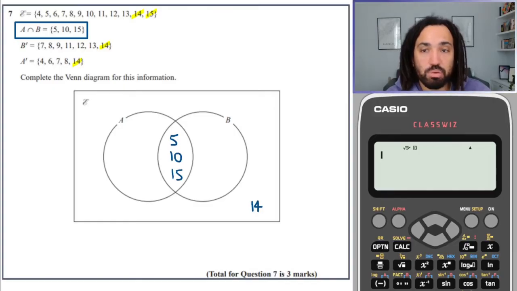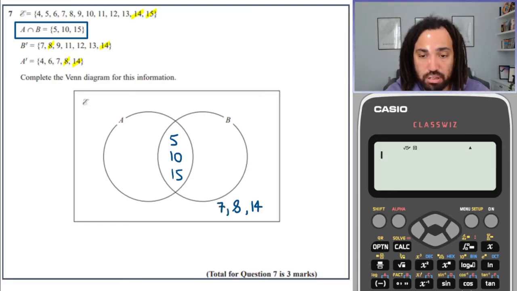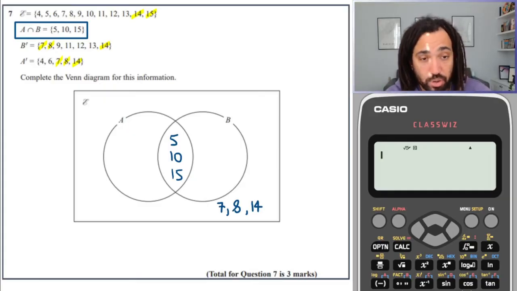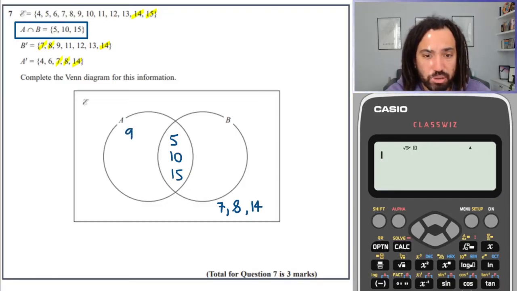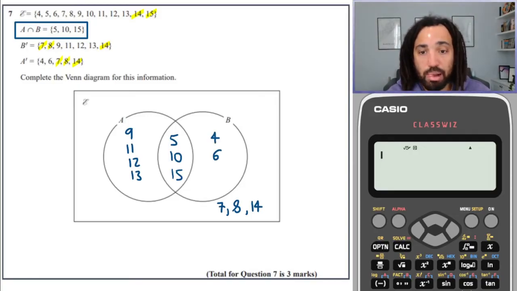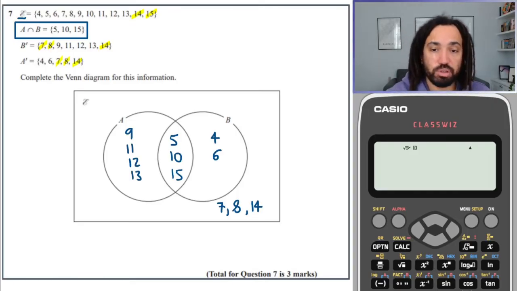Okay. So all of the ones which are in both not A and not B are outside by that same logic. So 8 is another one which is in both, so that has to go outside. And 7 as well. So I think that places all of those. Yes. So now all the ones that are not in B and are not on the outside must go in this section here. So that's 9, 11, 12 and 13. And then all of the ones which are not in A but also not on the outside are 4 and 6. And just double check that we have all of the ones that are in the universal set here. 4, 5, 6, 7, 8, 9, 10, 11, 12, 13, 14, 15. Yes, so we're all good.